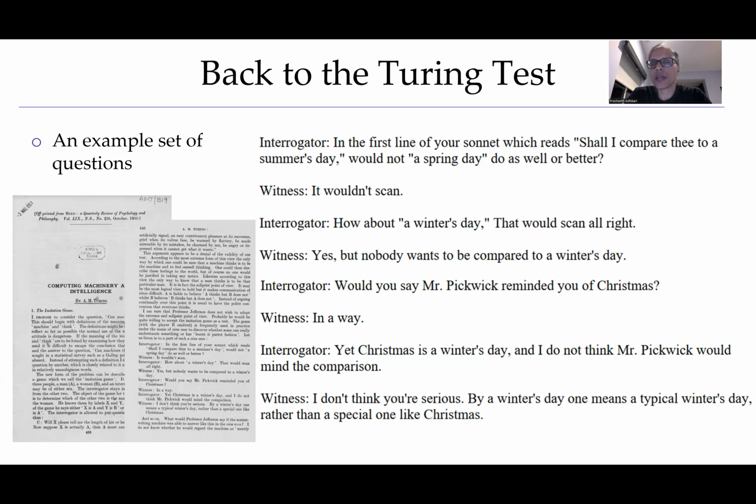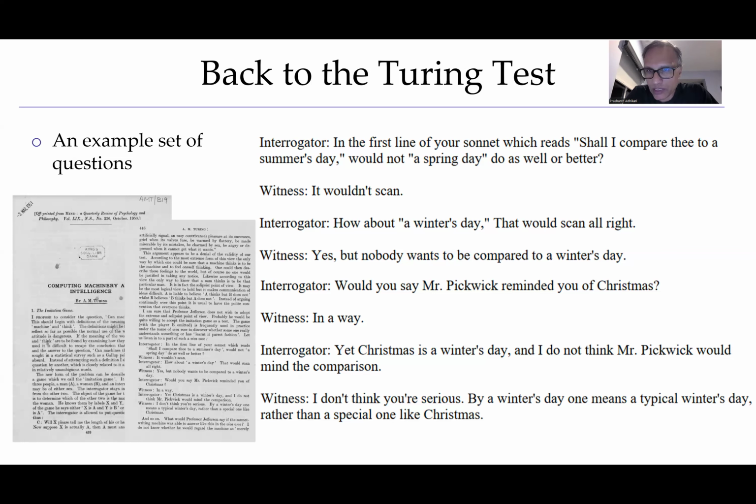Basically, the interrogator starts with a poem. It's actually what's called a sonnet, Shakespeare's sonnet. And this poem starts with this sentence, "Shall I compare thee to a summer's day?" Clearly, it's a romantic poem. The poem is trying to praise or express adoration or affection for this other person. And it starts off by comparing that person to a summer's day.